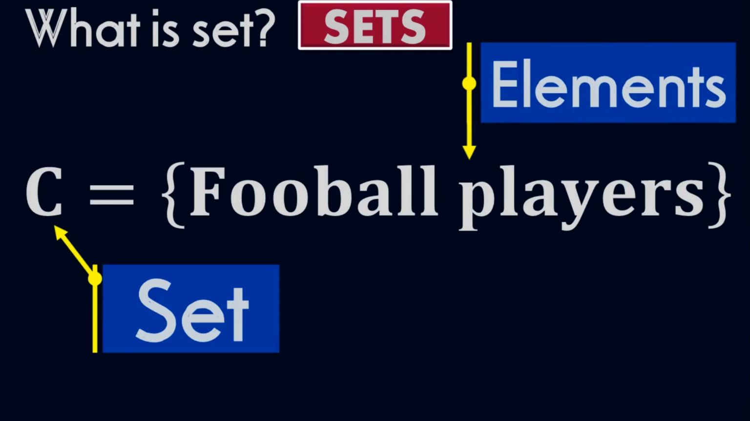C is the set. This capital letter C is the set, and whatever we have inside the braces will be the elements. You may have alphabets, natural numbers, whole numbers, integers, or a group of something like football players, a set of classrooms, a set of teachers, a set of students. Whatever comes inside the braces will be the elements of set C.